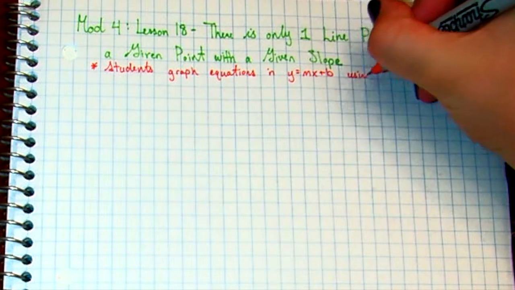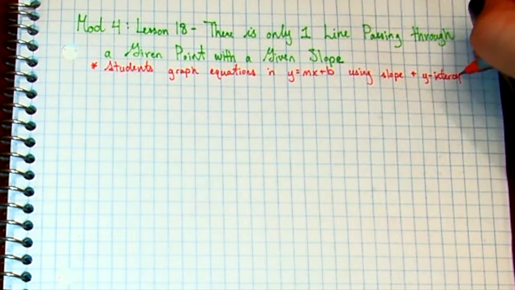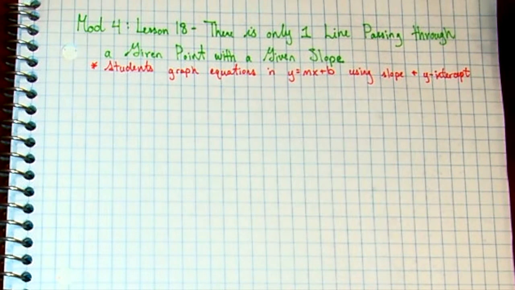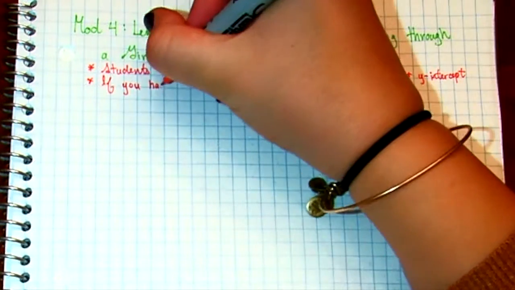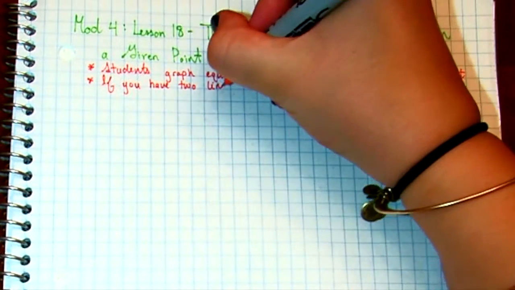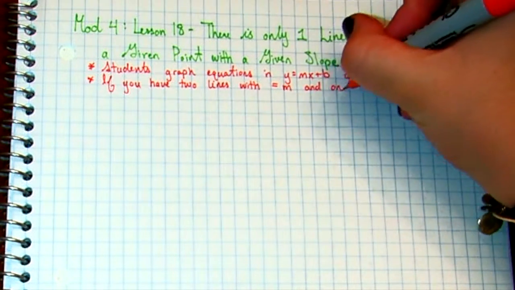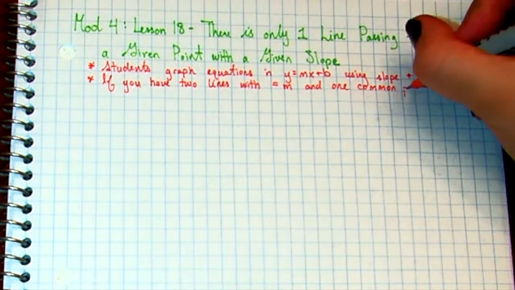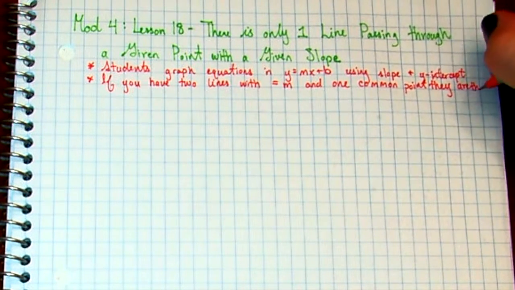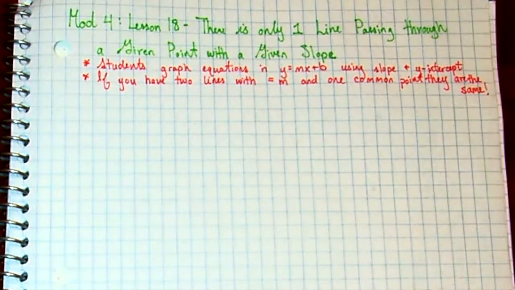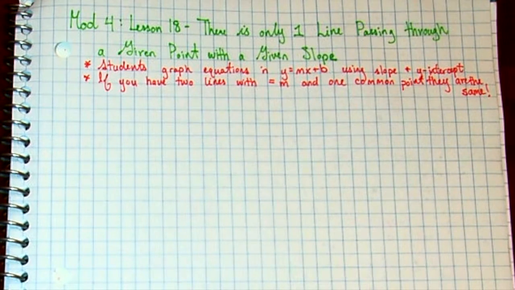So what we're going to focus on today is that students can graph equations in y equals mx plus b using slope and y-intercept. We're also going to make sure that you understand that if you have two lines with the same slope and one common point, then they are in fact the same line. So let's take a look at some graphs.